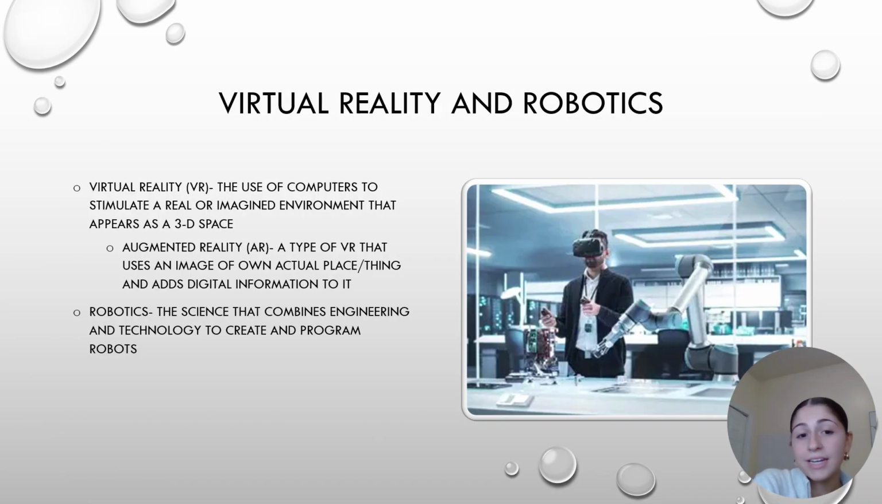Now we have virtual reality and robotics. Virtual reality, VR, is the use of computers to simulate a real or imagined environment that appears in a 3D space. There's augmented reality in this as well. Robotics is the science that combines engineering and technology to create and program robots.